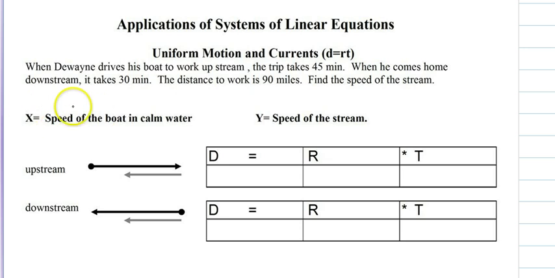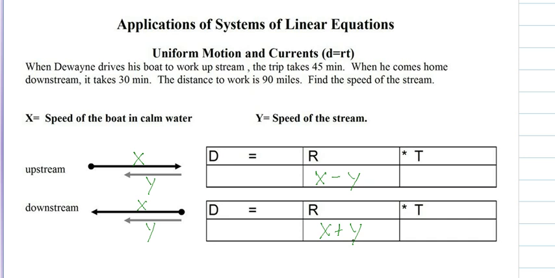All right, so if x is the speed of the boat in calm water, and y is the speed of the stream in the calm water, then the actual effective rate of the boat upstream would be x minus y, because the current is subtracting speed from the boat. And going downstream, the effective speed would be x plus y, because the current is actually pushing the boat. And there's your setup for the begin.